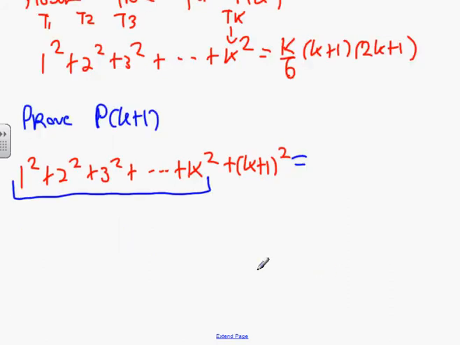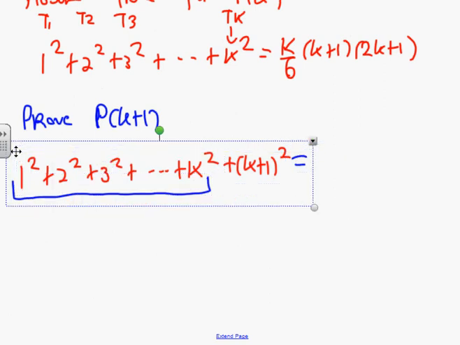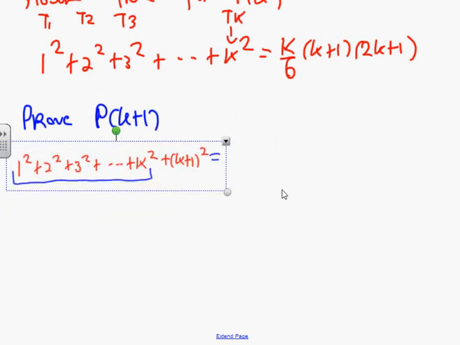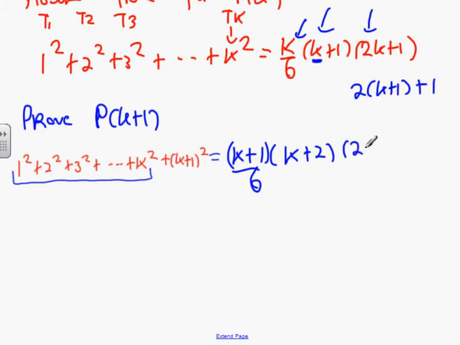Now, after doing that, what we're going to do next is we're going to replace any k I see with k plus 1. k plus 1 over 6, bracket k plus 2, because I'm replacing this k here with k plus 1. Now it's going to be 2 times k plus 1, which is 2k plus 3.